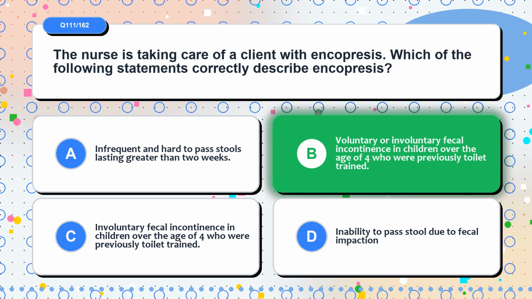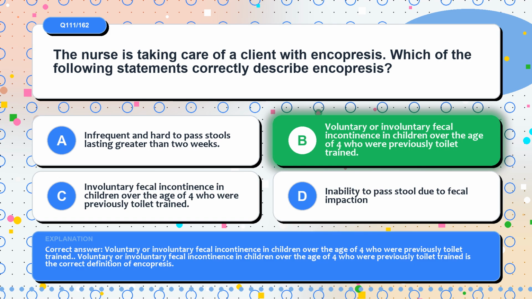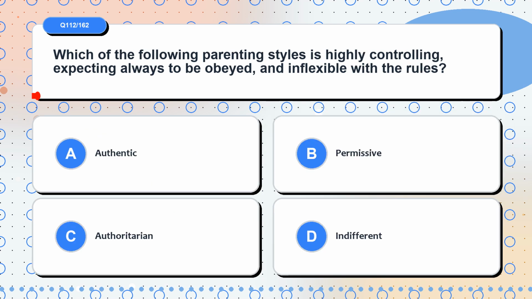The correct answer is option B. Voluntary or involuntary fecal incontinence in children over the age of 4 who were previously toilet trained is the correct definition of encopresis.